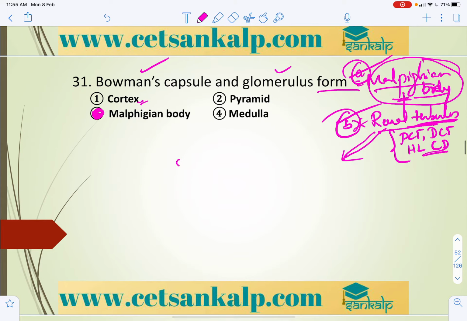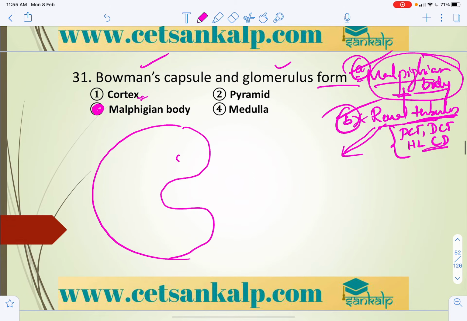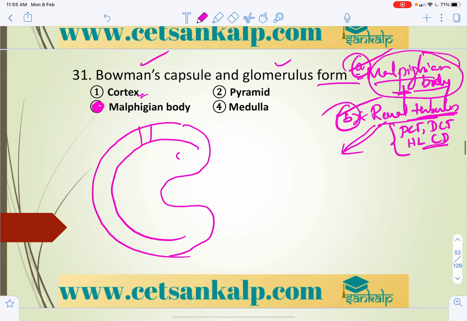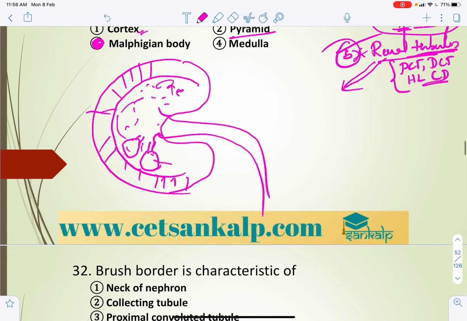And the cortex is the functional structure, the outer zone or outer region of the kidney, and the inner part is the medulla. In this medulla we can see these pyramids, which are called renal pyramids. The renal pyramids open into the calyx, and the calyx into the pelvis. The pelvis passes through the hilum and forms the ureter. So this is the thing you have to keep in mind.